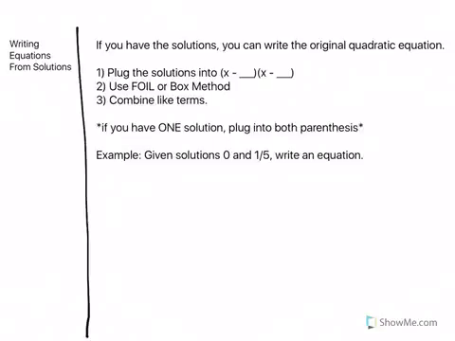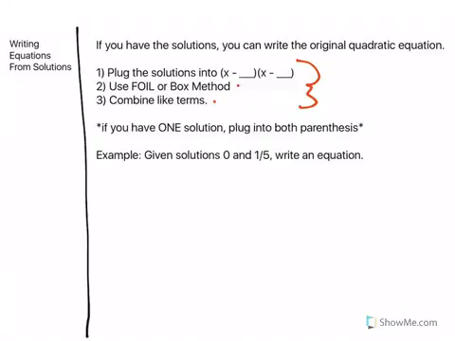All right, so how about writing equations from solutions? If you have the solutions, then you can write the original quadratic equation by using these three steps. First, you're going to plug the solutions into x minus blank and x minus blank. Then you're going to FOIL or use the box method, your preference. And then you're going to combine like terms to write a final equation.